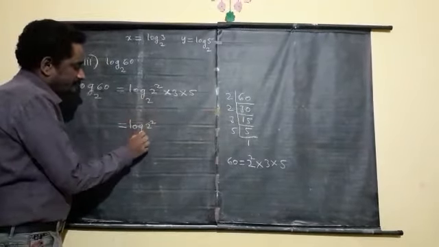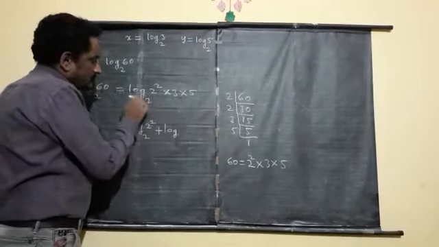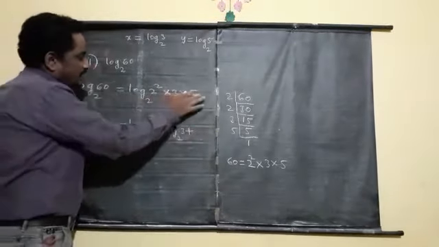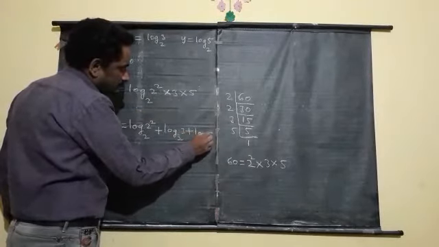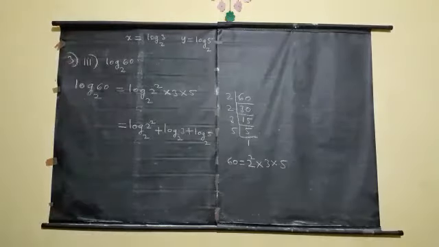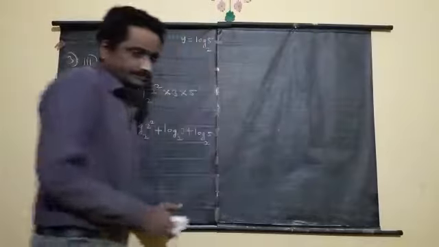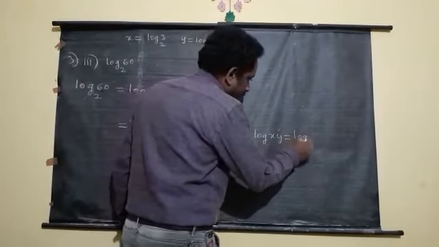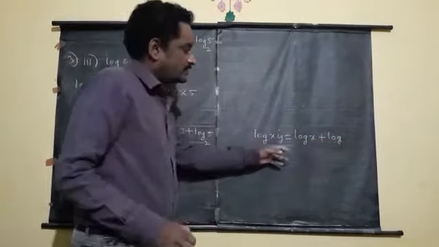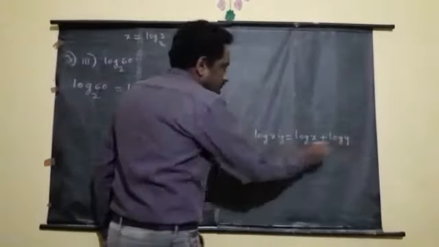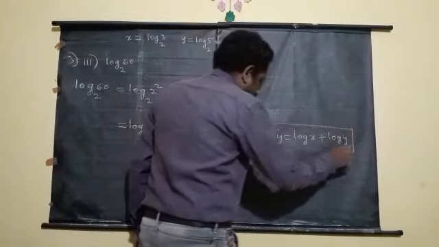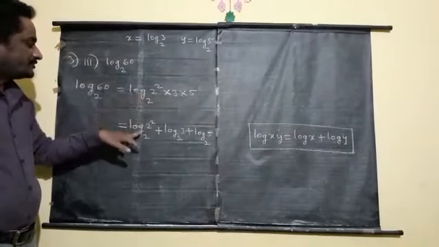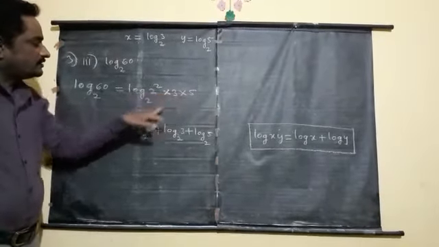Log 2 square base 2 plus log 3 base 2 plus log 5 base 2. Instead of multiplication, plus will come. I write the formula here: log xy is equal to log x plus log y. According to this formula, log of 2 square into 3 into 5 base 2 is equal to log 2 square base 2 plus log 3 base 2 plus log 5 base 2.